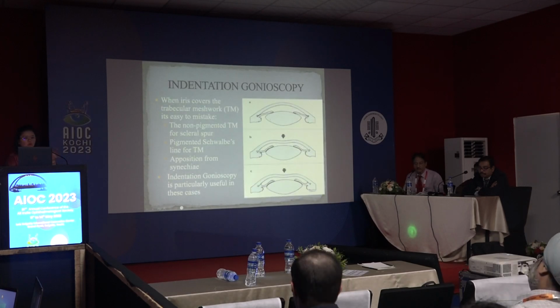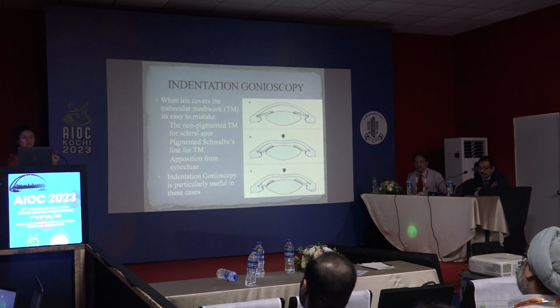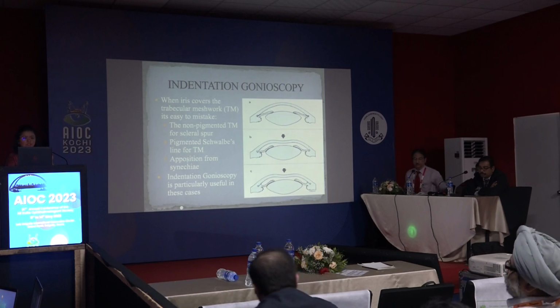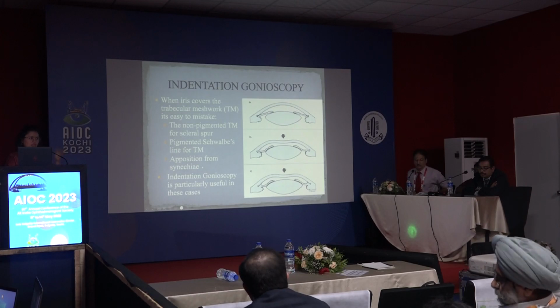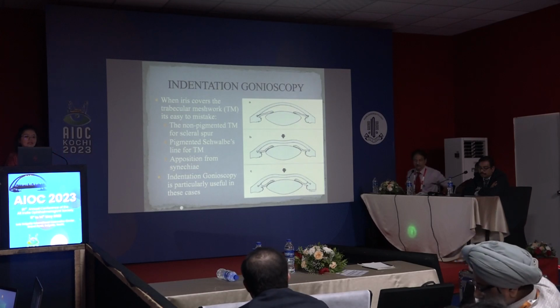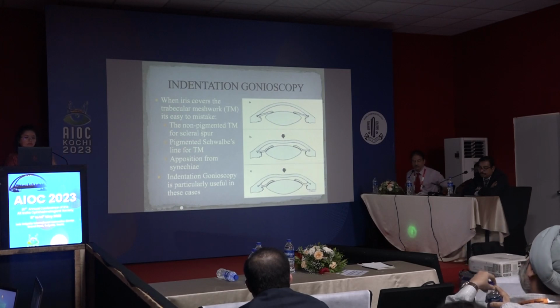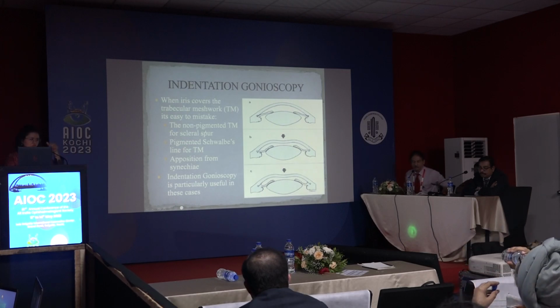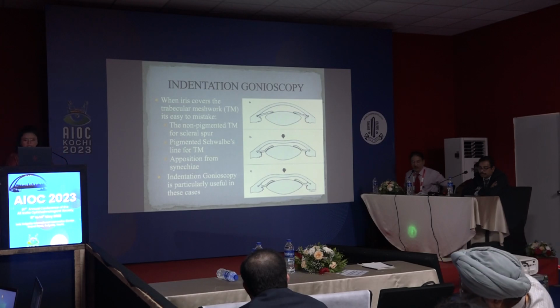And one more important is indentation gonioscopy. For this, you need a 4-mirror gonioscope, which has a small contact diameter. Indentation is important to know whether it's an appositional or a synechial closure. And when iris covers the trabecular meshwork, it is very easy to mistake the non-pigmented trabecular meshwork for scleral spur. So when you indent it, the entire angle will open and you will come to know the structures that are seen.